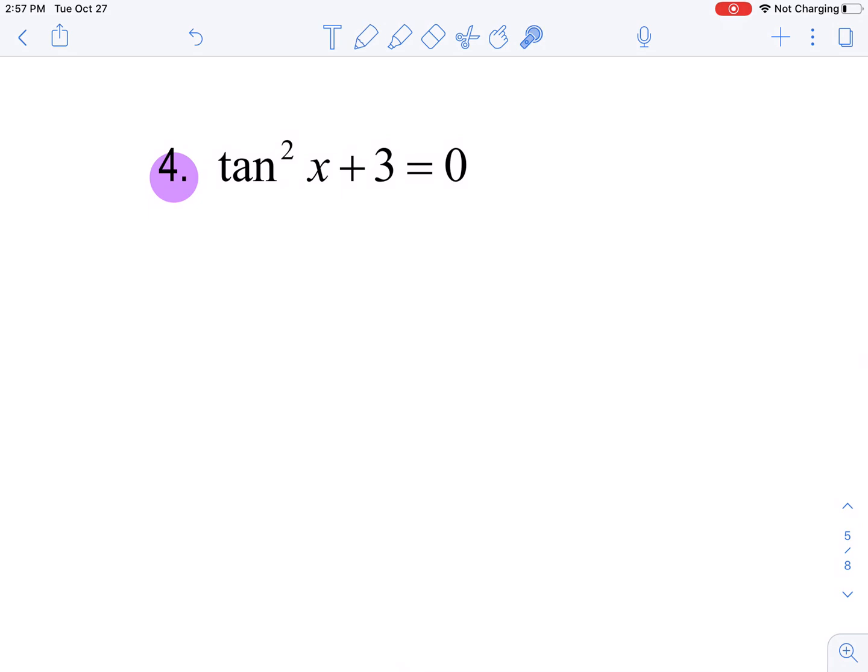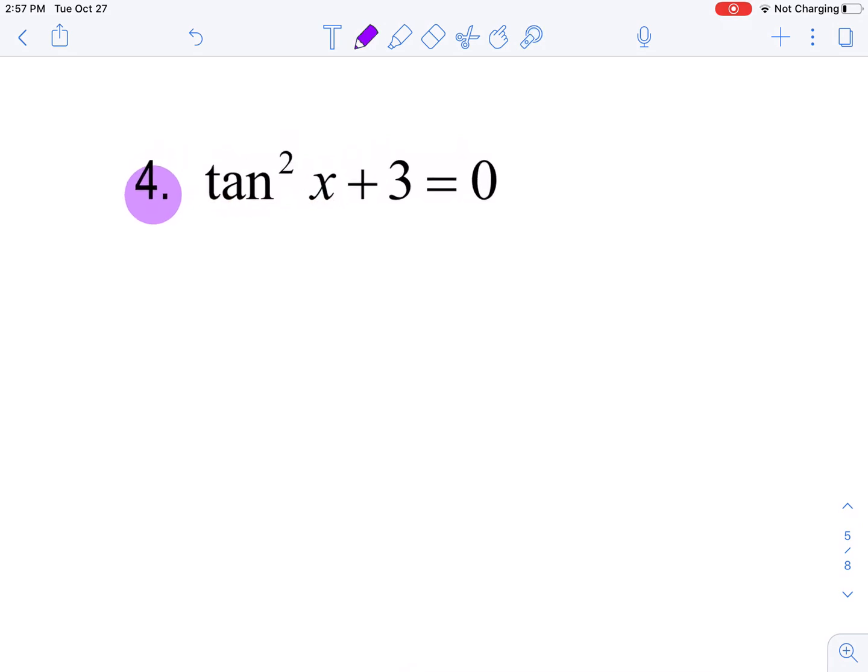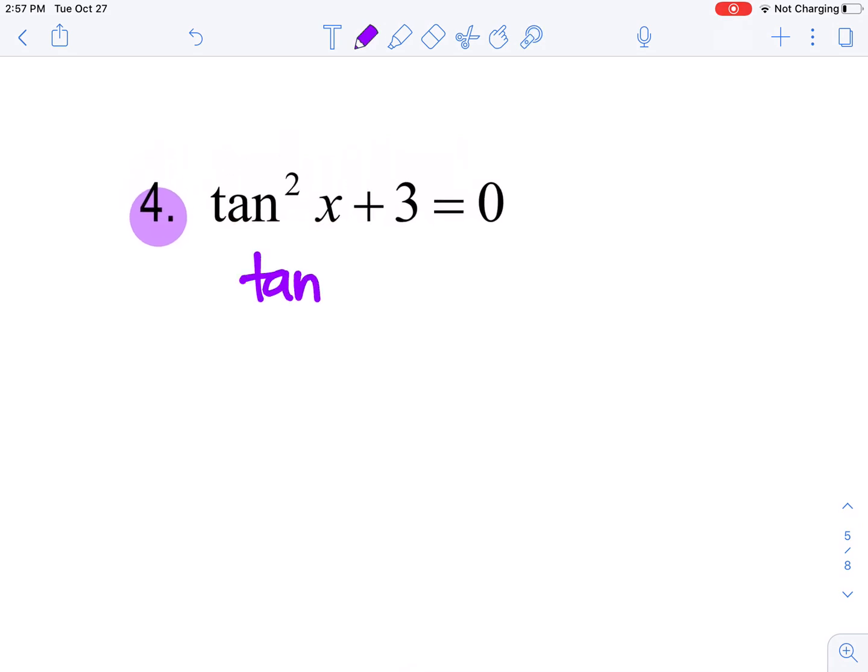So here we want to isolate the tangent squared. There's only one term, so we can start moving things around to isolate tangent squared. So tangent squared of x is -3. To continue to isolate tangent, maybe we're thinking we need to take the square root of both sides to get rid of the squared. But do you guys see over here, we're taking the square root of a negative? We can't take the square root of a negative.